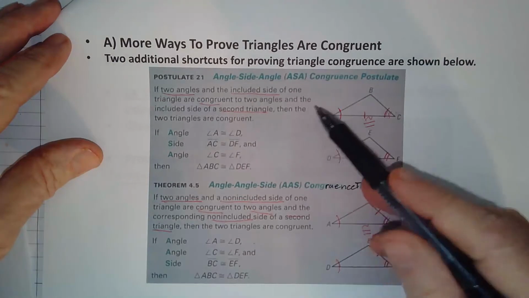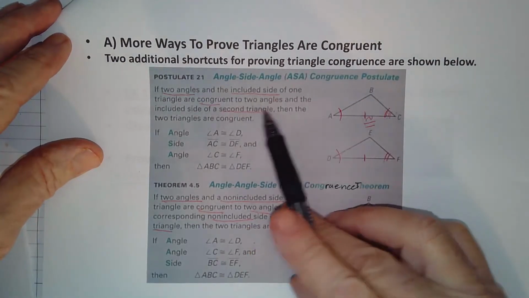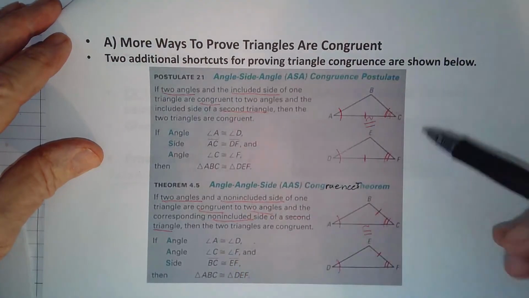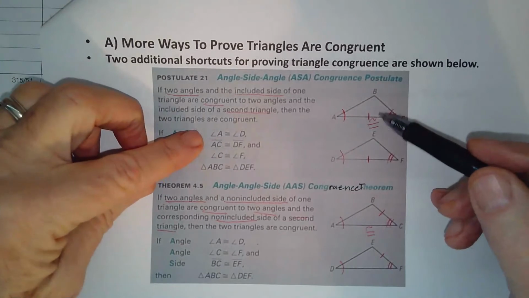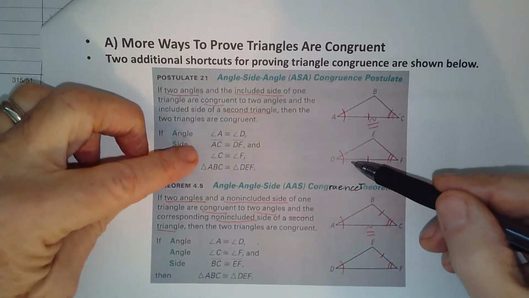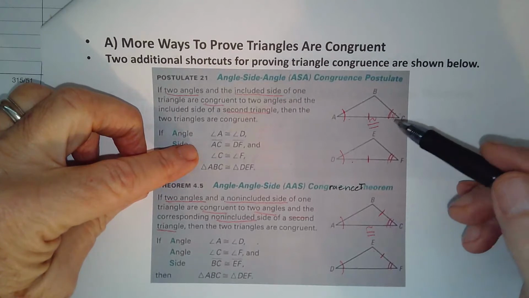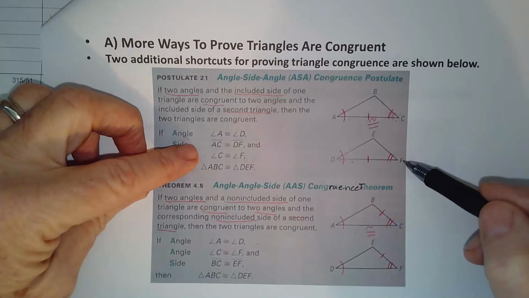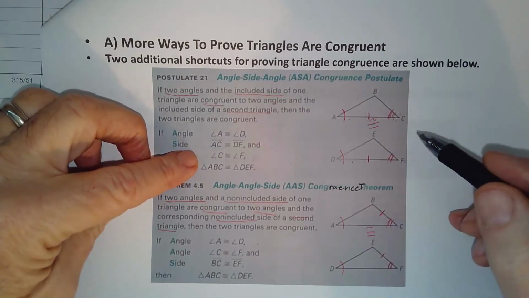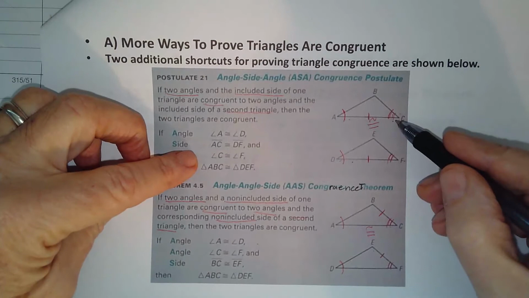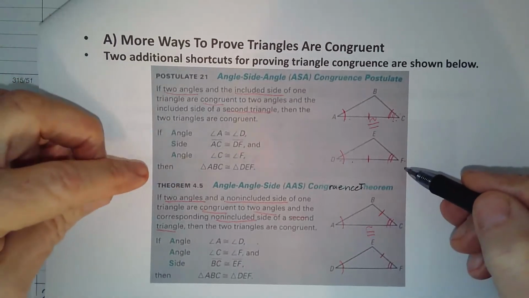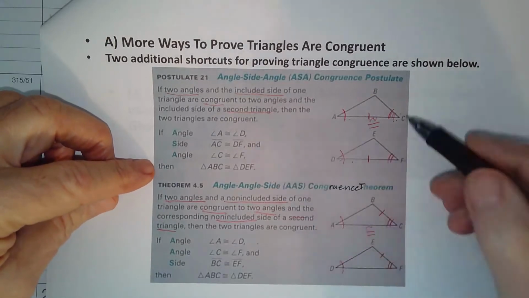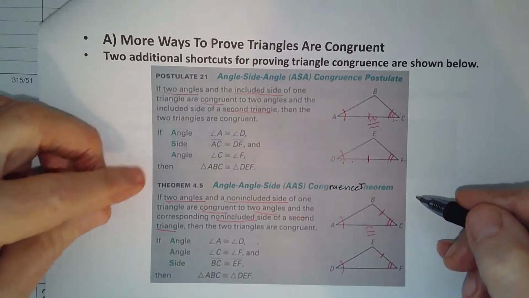So angle-side-angle congruence, we already mentioned this. Two angles and the included side of one triangle are congruent to two angles and the included side of the second triangle. So we have angle A congruent to angle D, and line segment AC congruent to line segment DF. And then lastly, angle C, I've got two arcs here for that, is congruent to angle F. So what we're proving by that is that triangle ABC is congruent to triangle DEF.